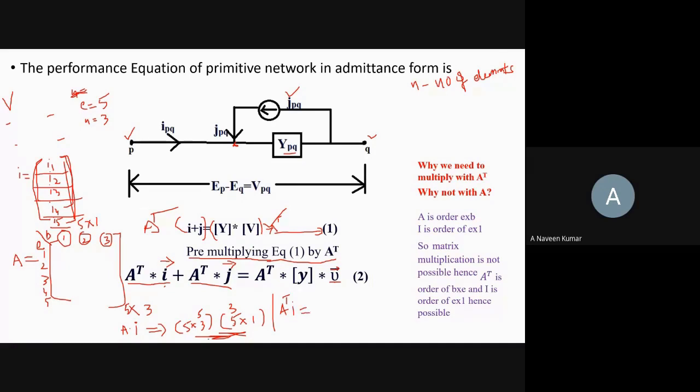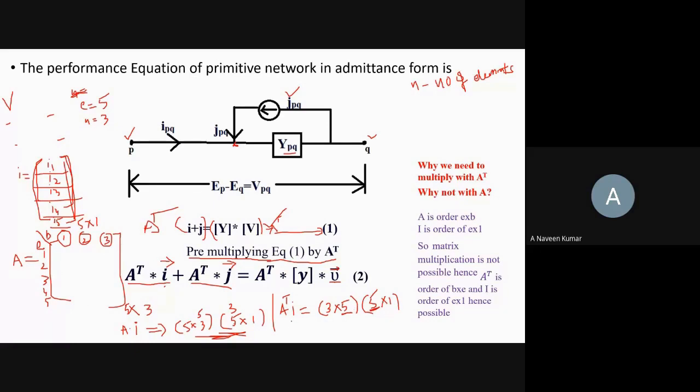What is A transpose? What is the order here? 3 cross 5. 3 cross 5 is the A transpose. And what is the I? 5 cross 1. Now it is possible or not? Yes, this number should be the same for matrix multiplication. Do you know that? Yes, sir. So that's why we are not multiplying with A.